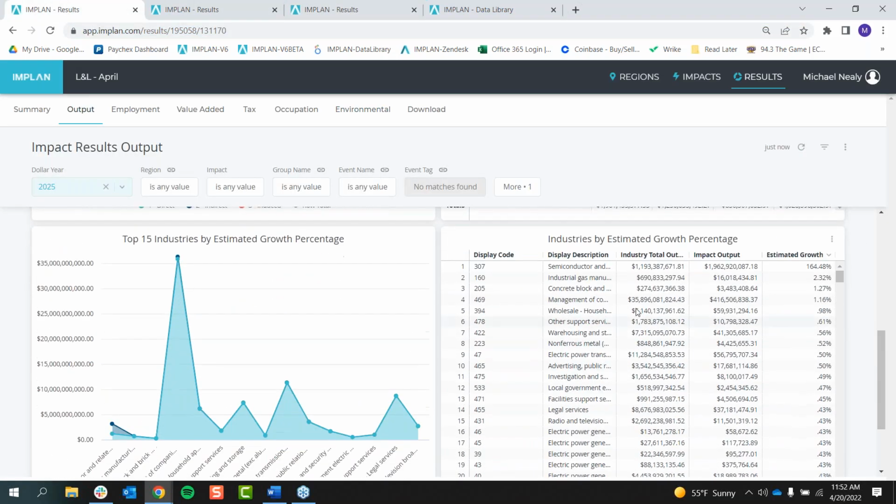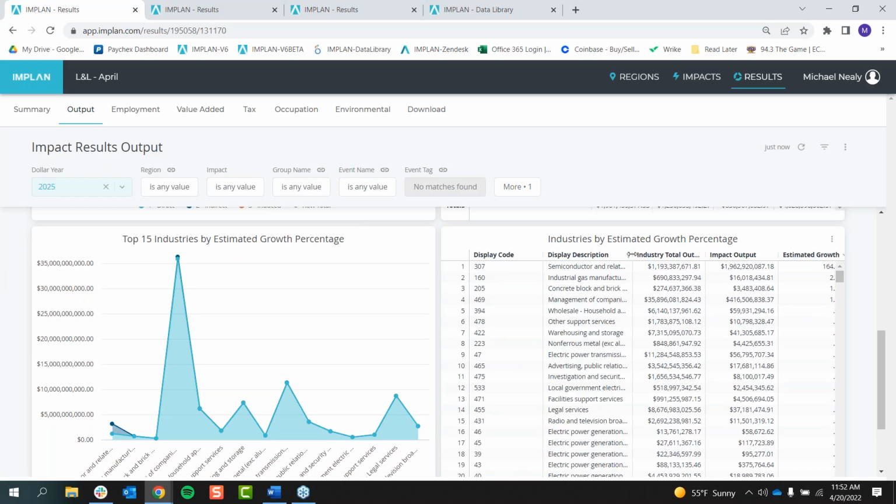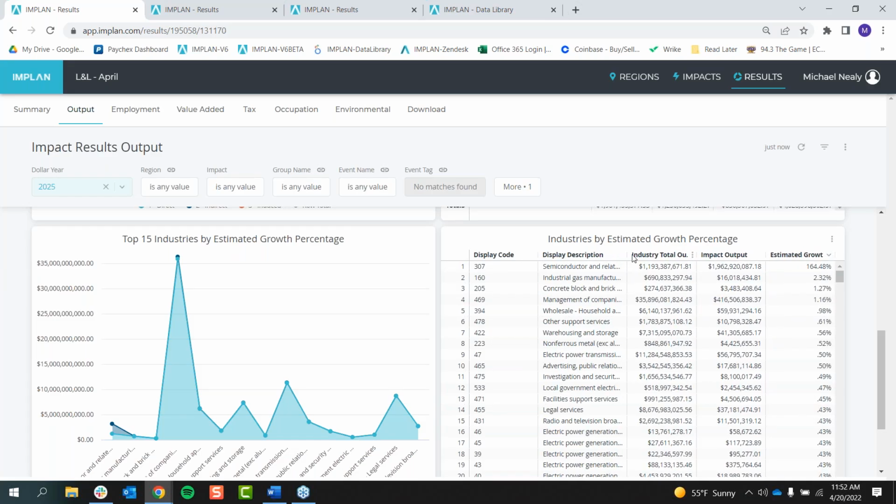So yeah, our 4th largest industry here by growth percentage is going to be that management of companies and enterprises, which grew about 1.16%. And then our 5th largest industry by estimated growth percentage would be our wholesale household appliances and electrical and electronic goods, which grew just under 1%.